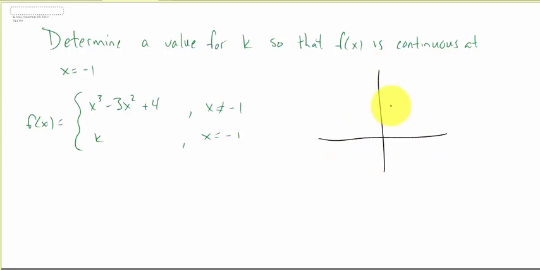So what we have as a graph looks a little something like that with a hole over here.